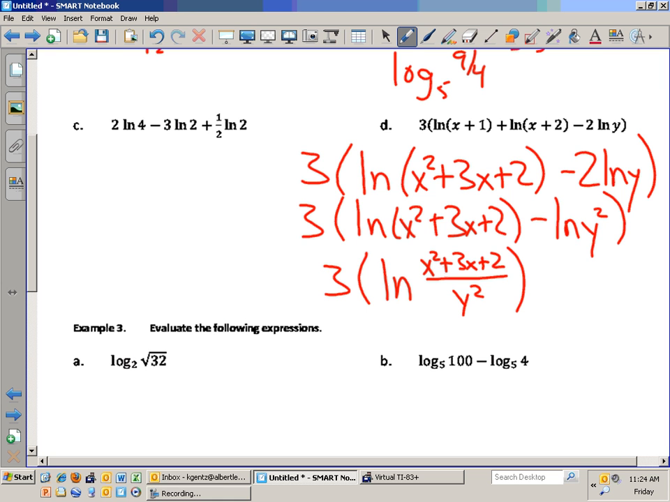And then what do I do with the 3? Cube it. So I get natural log of x squared plus 3x plus 2 over y squared, all to the third power. Any questions on that? Okay.